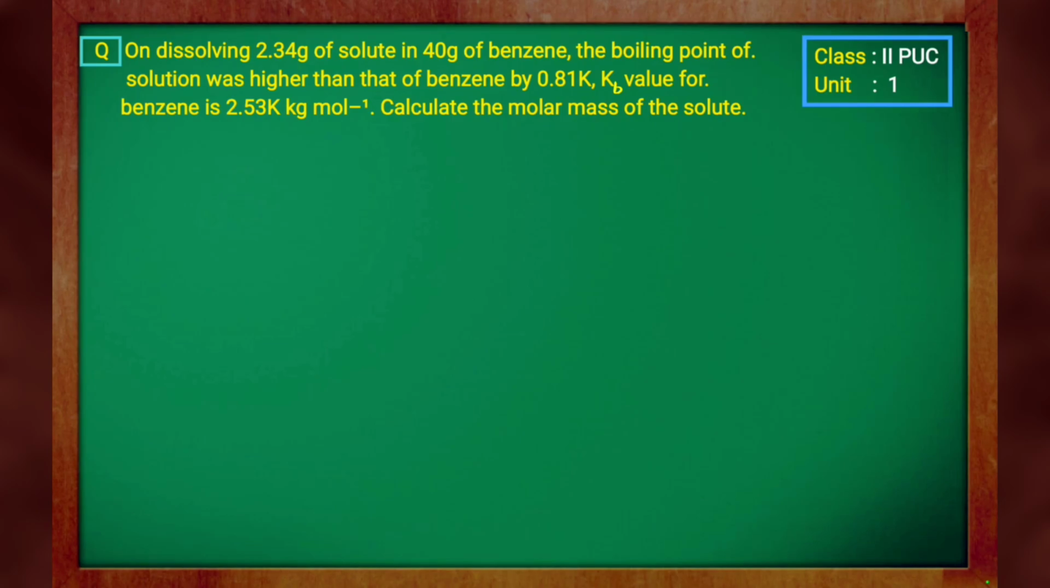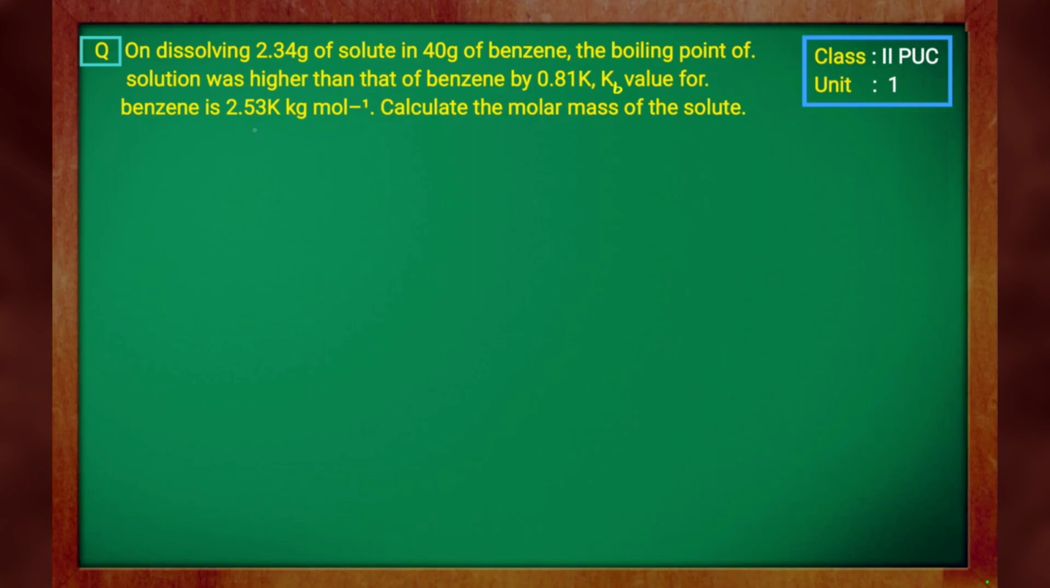On dissolving 2.34 gram of solute in 40 gram of benzene, the boiling point of solution was higher than that of benzene by 0.81 Kelvin. Kb value for benzene is 2.53 Kelvin kg per mole. Calculate the molar mass of the solute.